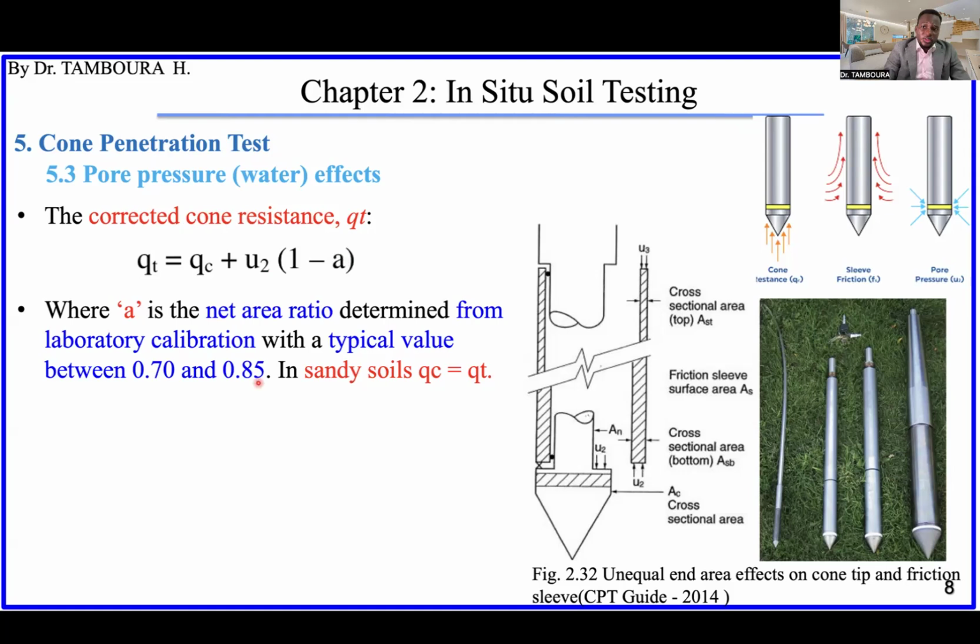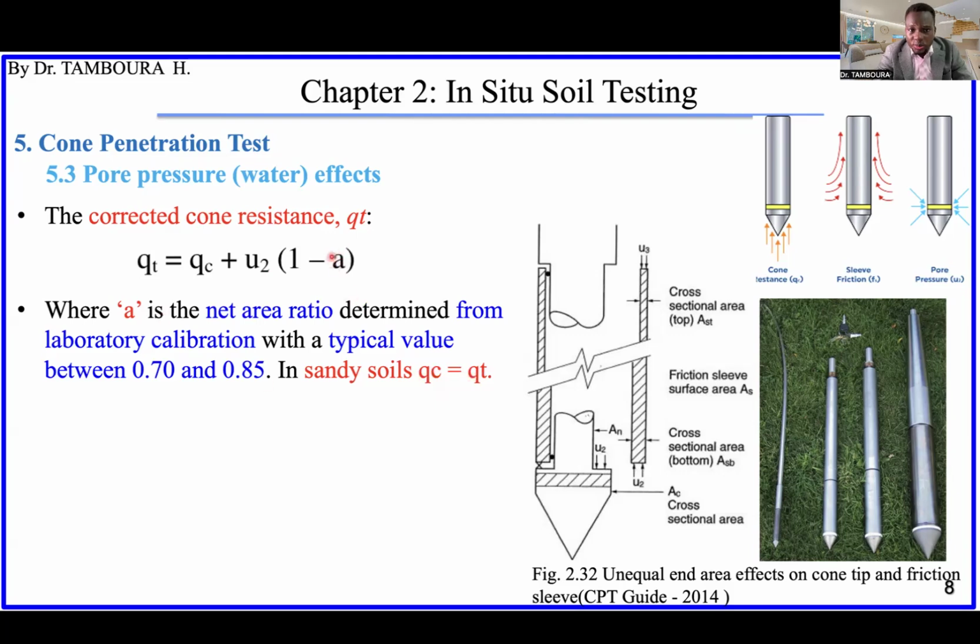There is a very important thing you should know. In sandy soil, these two are the same, qc and qt are the same. That means in sand, you don't need to correct the cone. If you are sure that your soil is sand, the correction will be the same. You will see it: the measured one and the corrected one are the same.